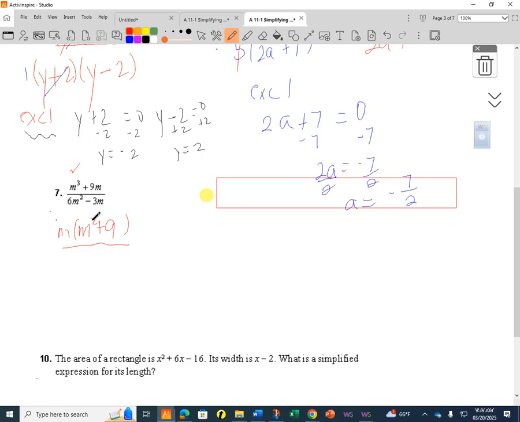What's the greatest common factor of the denominator? 3M, right. So if the greatest common factor is 3M, what is the other factor? 2m minus 1? That would be 3m squared, right? 3m times what would give you 3m? Yeah, there you go.